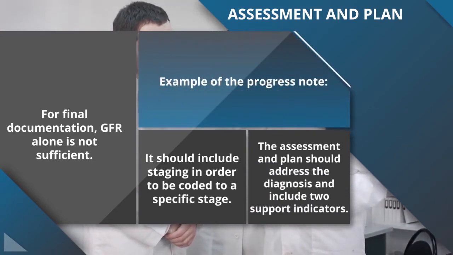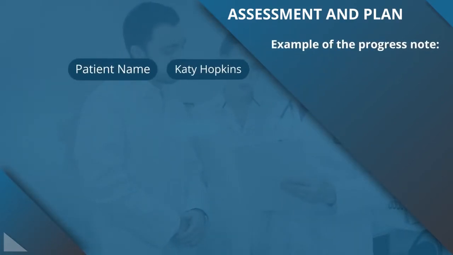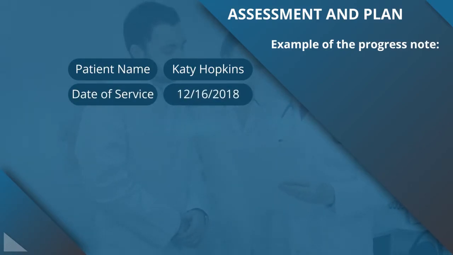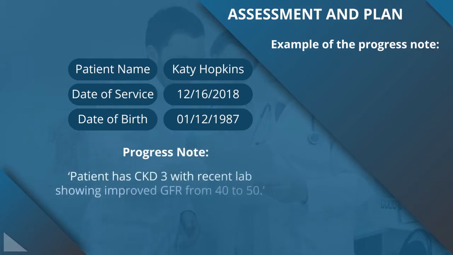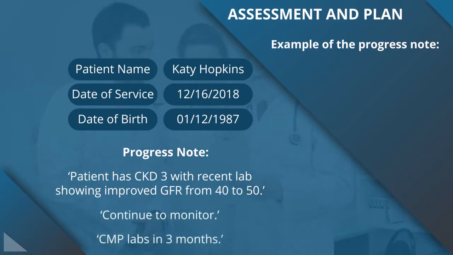An example of the progress note can be written as: Patient name, Katie Hopkins. Date of service, December 16, 2018. Date of birth, January 12, 1987. Progress note: Patient has CKD3 with recent lab showing improved GFR from 40 to 50. Continue to monitor. CMP labs in 3 months.